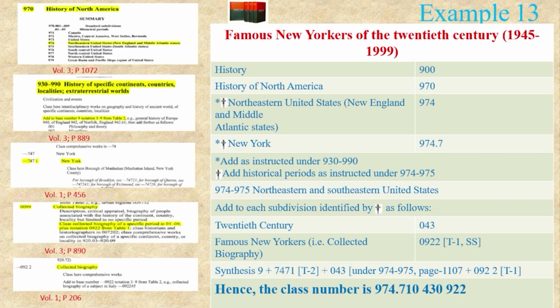So the synthesis for this class is 9 plus 7471 from table 2 plus 043, that is given under 974-975 of the class number, that is available on page 1107 of the schedule, and 0922 that has been taken from the table 1. So what will be the confirmed class number? So the class number is 974.710430922.